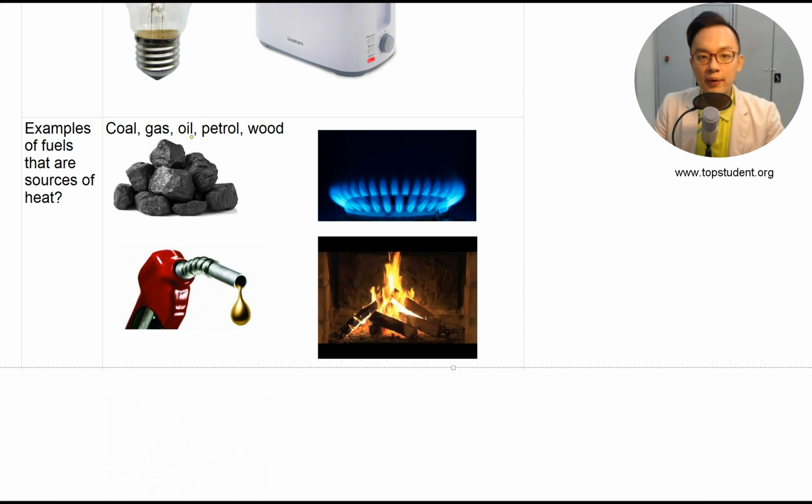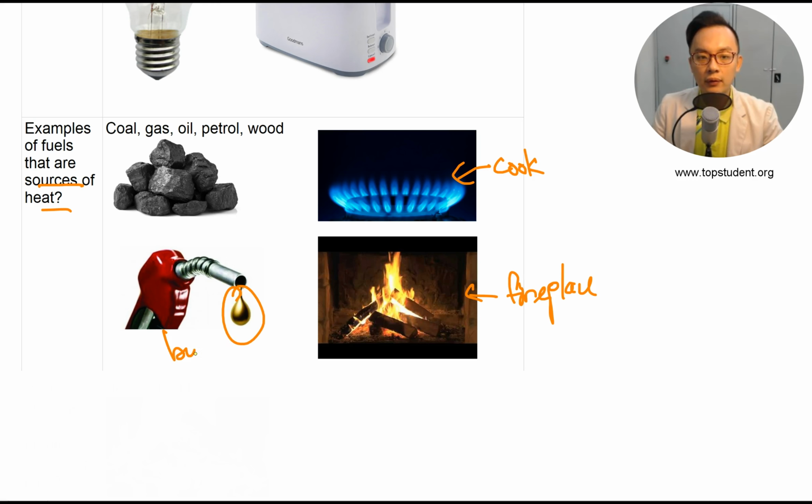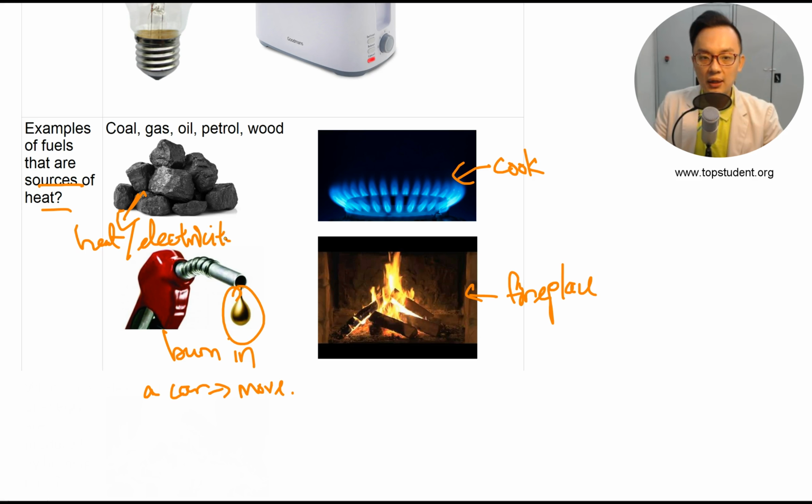So fuels, when you burn fuels, they also become sources of heat. Alright, so this is the one that you use to cook at home. You burn gas and you get this. This is the one you burn in a fireplace. Alright, this is a source of heat that you burn in a car to make it move. And this is coal. Usually they burn it for heat energy, to generate heat or to generate electricity in a coal power plant.